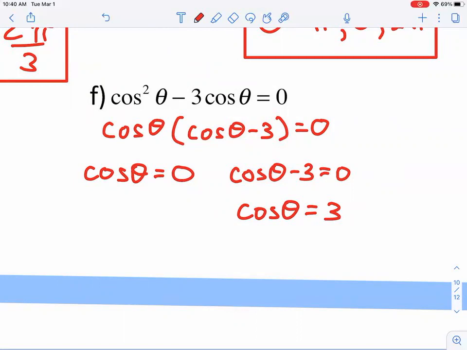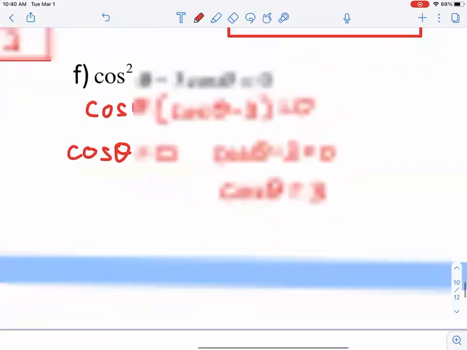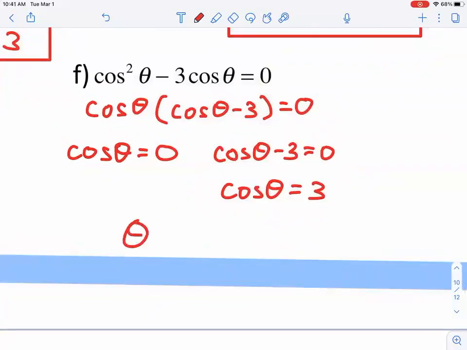So cosine is the x value. So this is saying, where is the x value equal to 0? Well, let's take a look. The x value is equal to 0 at pi over 2, straight up, and at 3 pi over 2. So the left side, our answers are pi over 2 and 3 pi over 2.